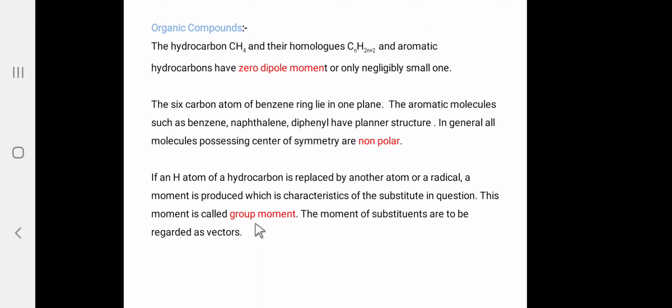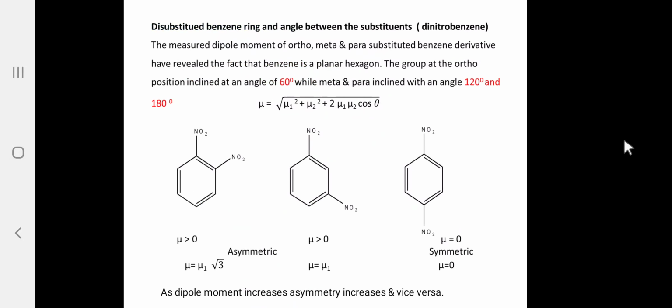This moment is called the group moment, and the moments of the substituents are to be regarded as a vector. So here let us consider one example, that is a di-substituted benzene ring and the angle between the substituents. The example is dinitrobenzene. There are 3 cases of dinitrobenzene, that is ortho, meta and para. So this is the ortho dinitrobenzene, this is a meta dinitrobenzene, this is a para dinitrobenzene.